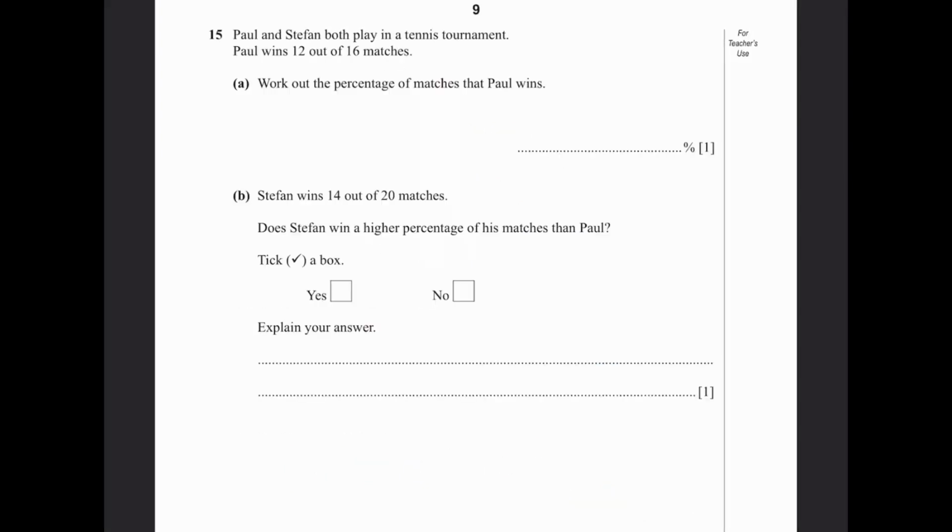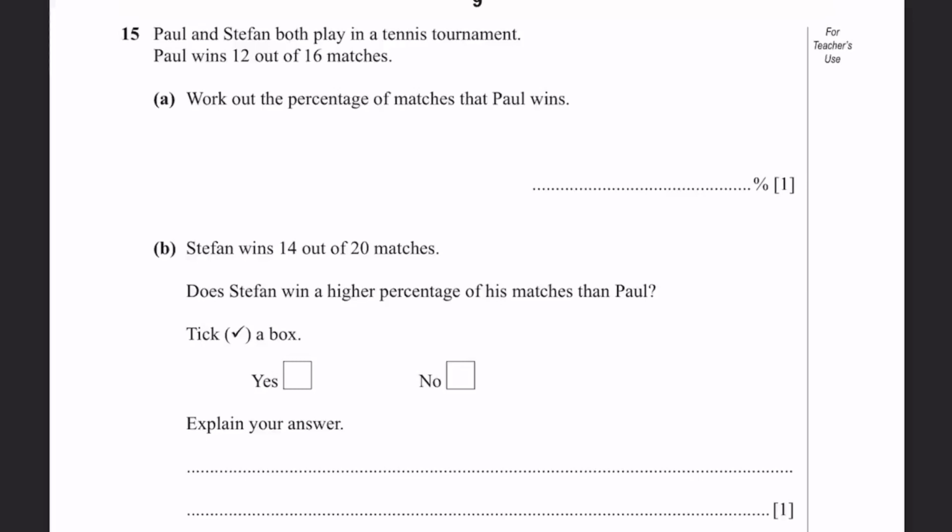Question 5. Paul and Stefan both play in the tennis tournament. Paul wins 12 out of 16 matches. Work out the percentage of matches that Paul wins.